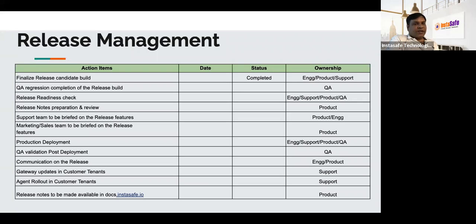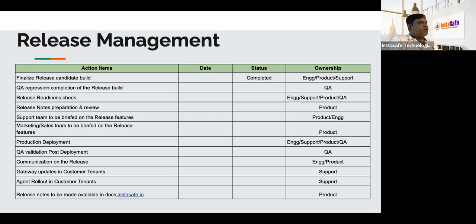So these are the steps that need to be done by release management when we are planning for a release. The first one is that we finalize the release candidate, that is the build we want to put to production. Once we finalize it, a QA regression is done on the release build. Once the regression is completed, there might be minor, major, or critical bugs in the release build.